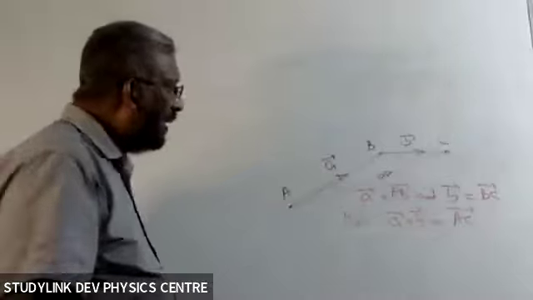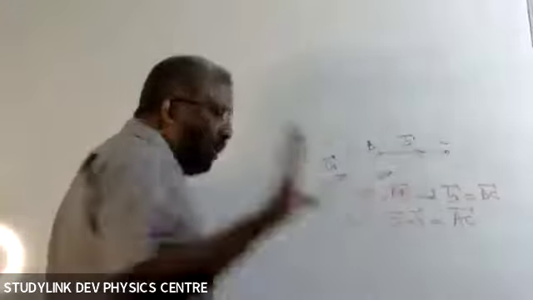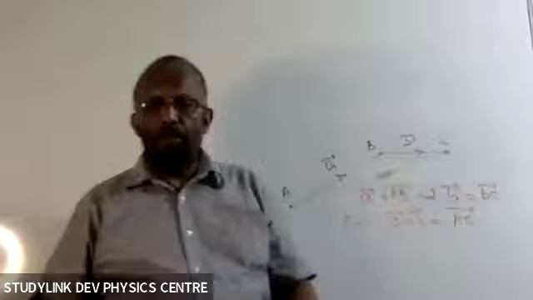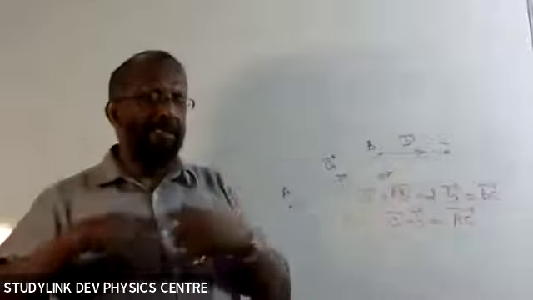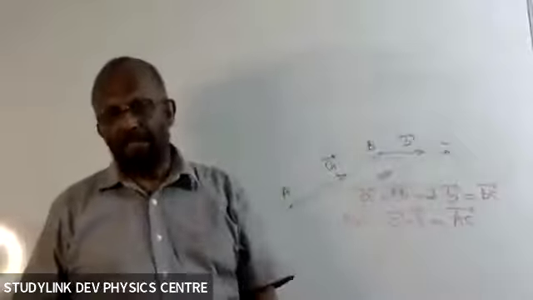Right. Now, very simple. AB, BC, then AC. Remember one thing, you can't add two vectors just like that. Always you have to use the triangle theorem.